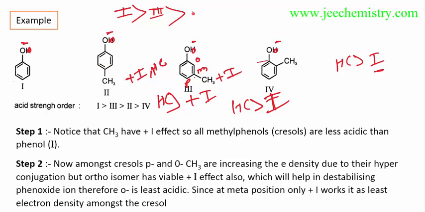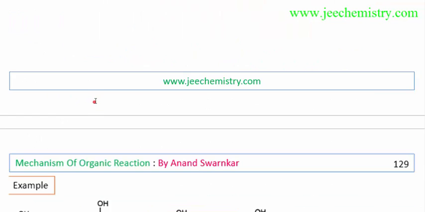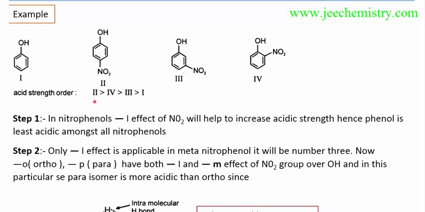Now the second group will become, and the fourth group will come last. So it is first, third, second, fourth. In this way we can decide the acidic strength. Now the next group will become like this group.